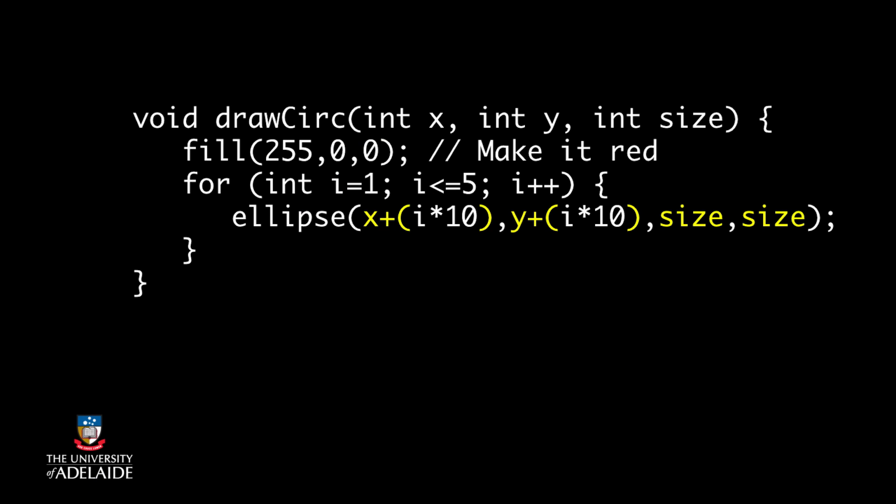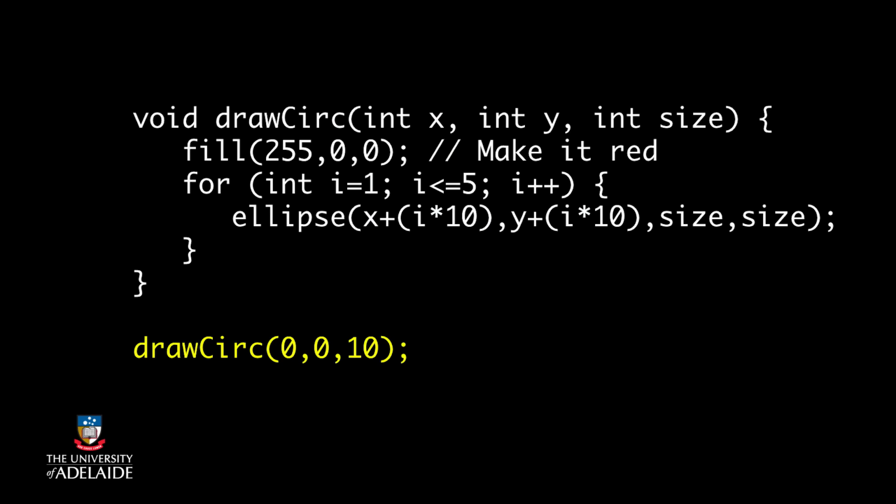Now for the trickier bit. Those variables defined in the parameter list can be used inside the function as if we defined them ourselves. That means we can use the x and y locations to tell Processing where to start drawing the ellipses and use the size parameter to say how big we want it to be. Ready to see what that looks like? Now, whenever we call drawCirc, we can tell Processing where to start drawing those circles and how big they are.